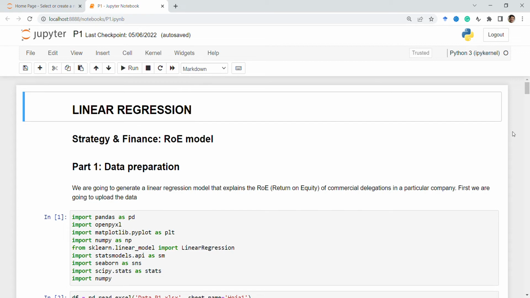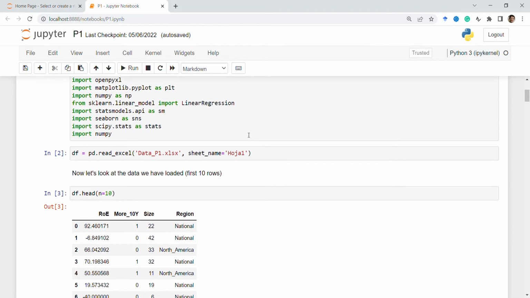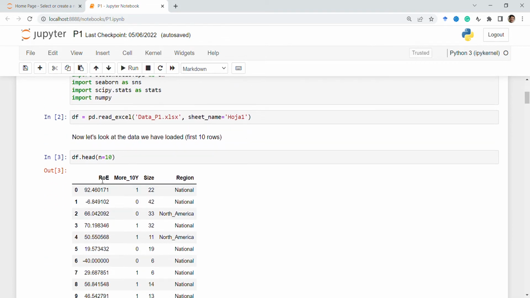So in this second practice, we will apply again a linear regression, but now to a different problem. We want to predict what will be the return on equity for the different commercial delegations of a particular company. So the data looks like this. We have the return on equity. This is a percentage of change for a given period, for 1 year, let's say, on the equity, so on the amount of money invested in that delegation.